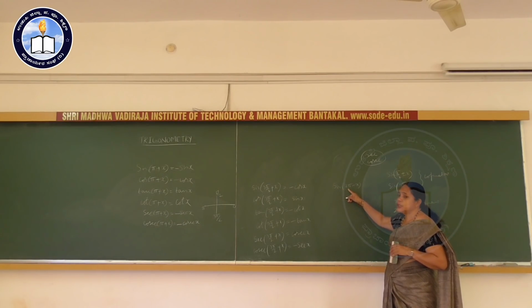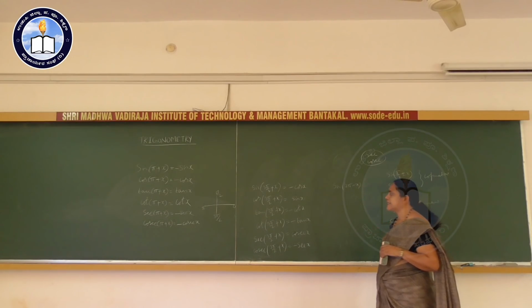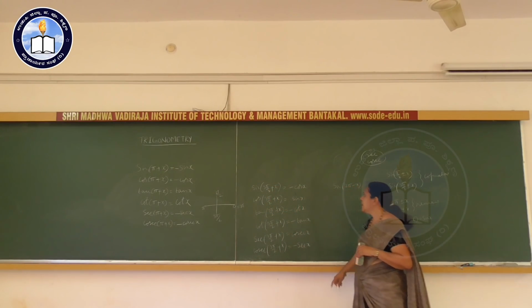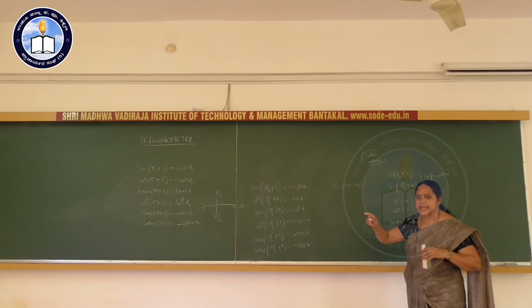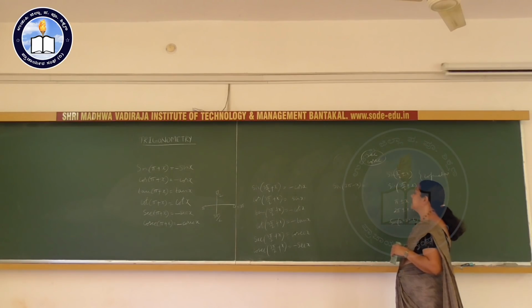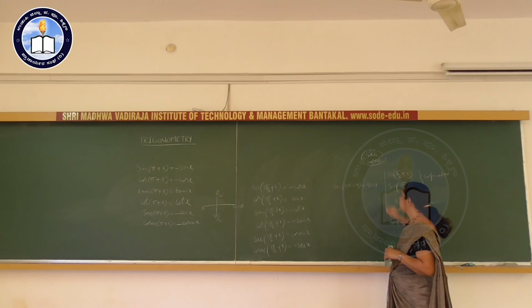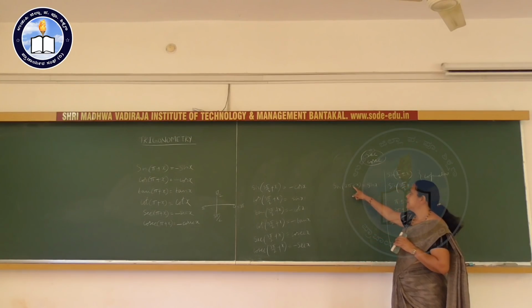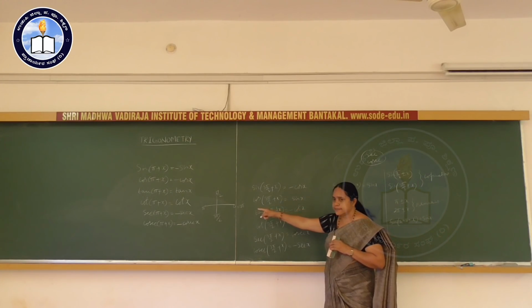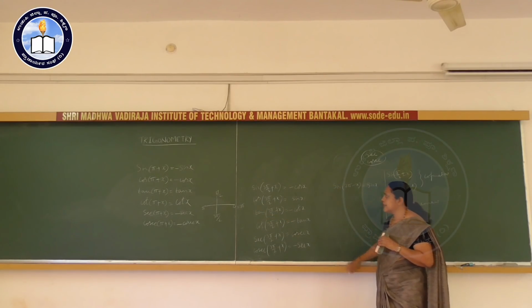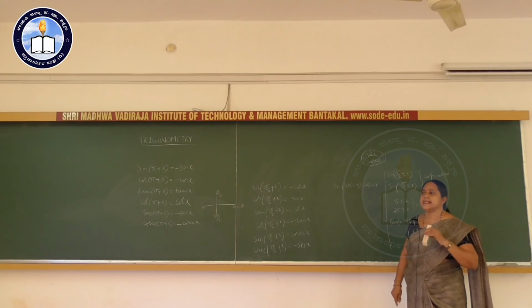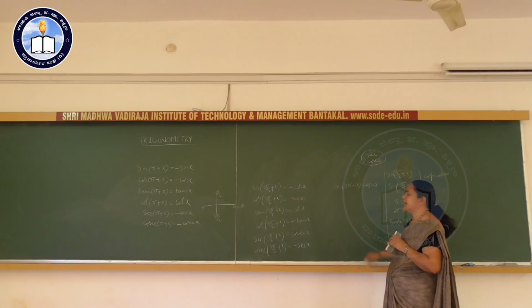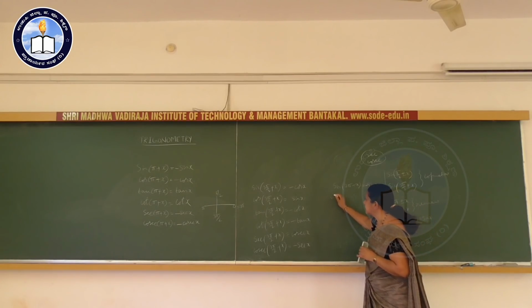But what is sine of 2 pi minus x? 0 degrees is the same as 2 pi. Since it is 2 pi, first write the same trigonometric function, sin x, and decide the sign, whether it is positive or negative. Since 2 pi minus x is in the fourth quadrant, the sign is negative, therefore sin of 2 pi minus x is equal to minus sin x.